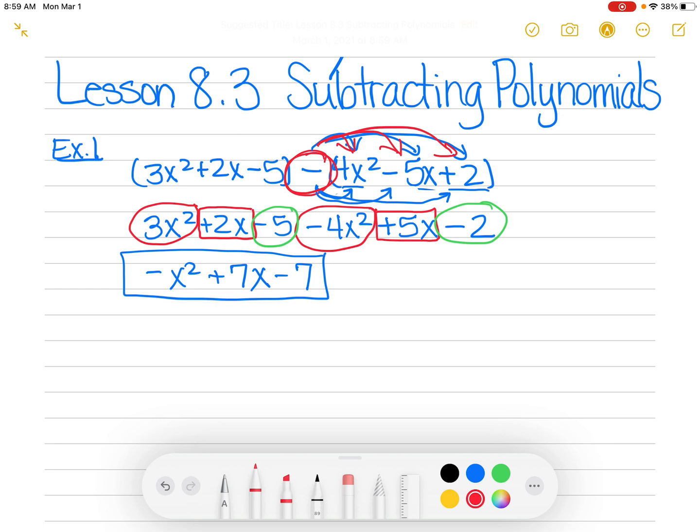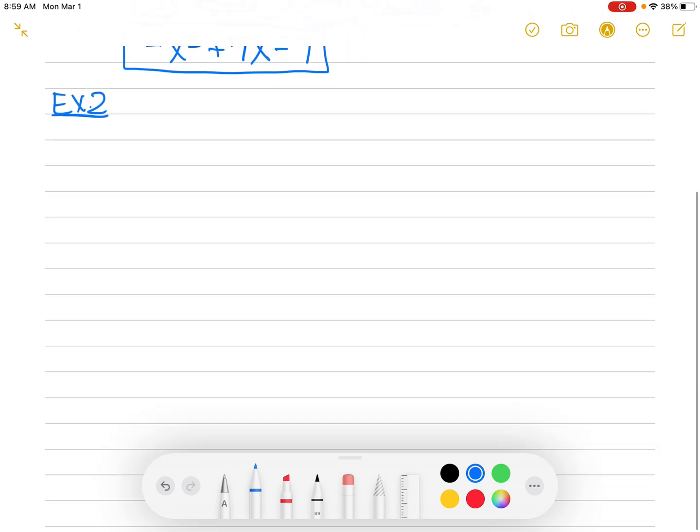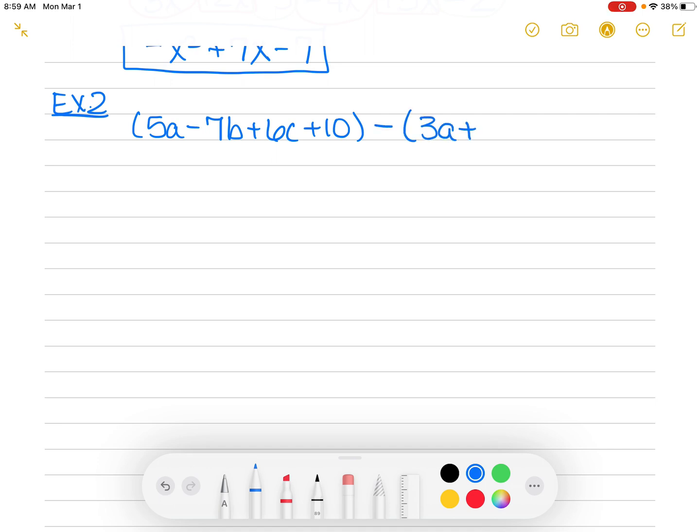Okay, so now I want you to do one on your own. So example 2, so have this written down: 5a minus 7b plus 6c plus 10, and then we're going to subtract 3a plus 4b minus 8c minus 9. Okay, so go ahead and hit pause and try to see if you can do this one on your own and then come back, okay?